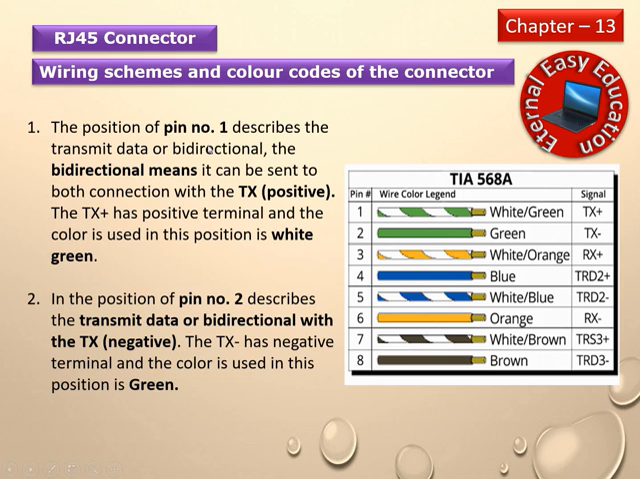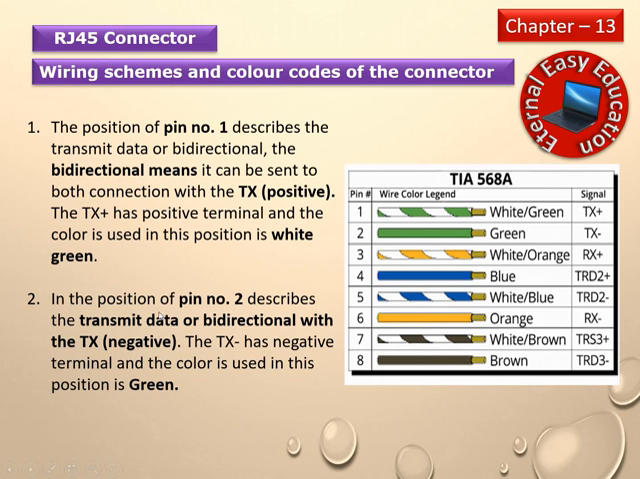So there is a description about the color. The position, pin number 1, describes the transmit data are bidirectional. So it is bidirectional. The bidirectional means it can send to both connections with the TX positive. The TX, that is transmission, is bidirectional and it is a positive terminal, and the color used in this position is white green. So this is TX plus, means it is positive and bidirectional.